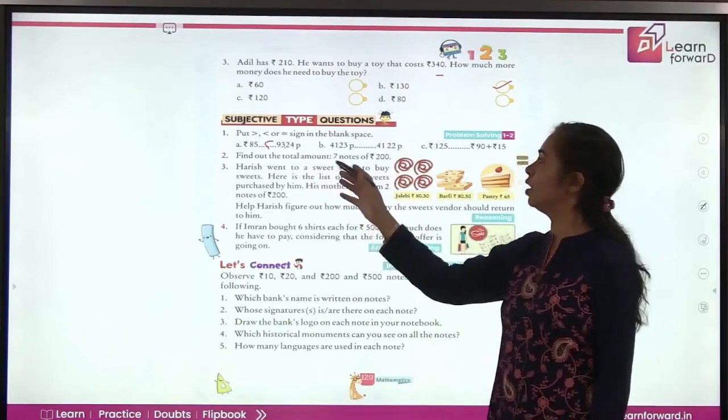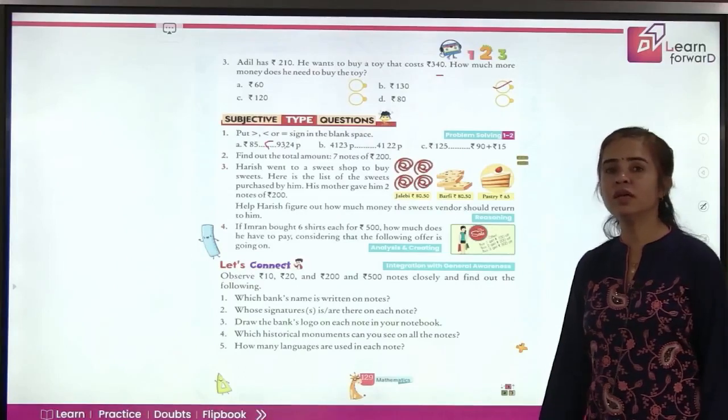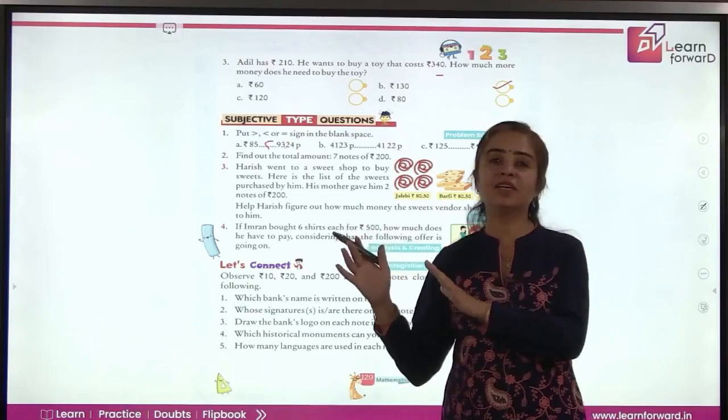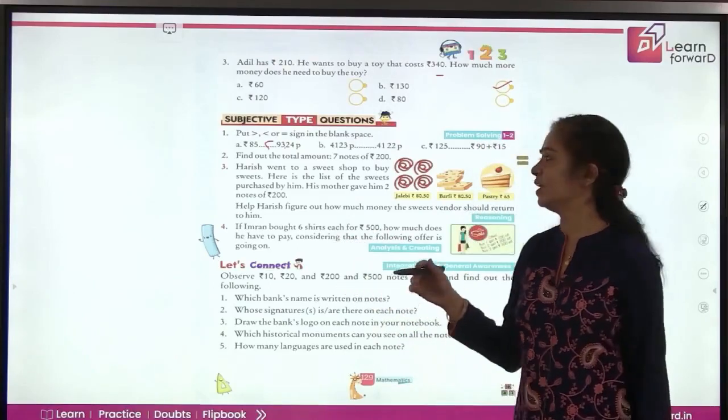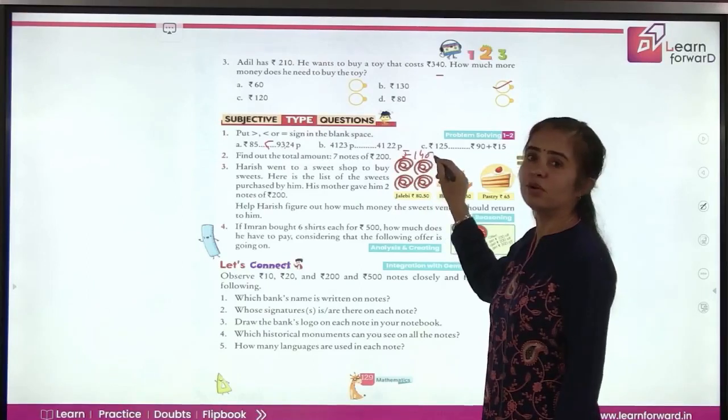Find out the total amount. 7 notes of rupees 200. So what will you do, children? Multiplication, because 200 plus 200 plus 200, 7 times. That means multiplication. So what do you get? Rupees 1,400.